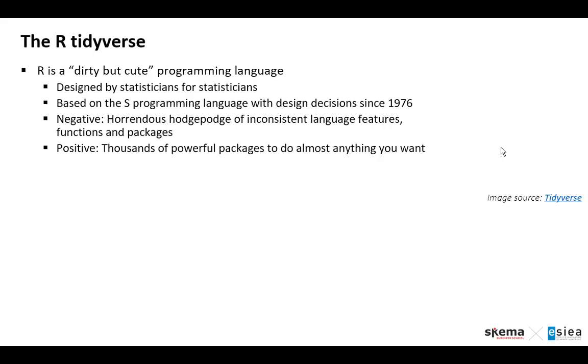The positive side is that there are thousands of packages. I think R has far more packages than Python that can do almost anything you want. Anything you want to do, someone has probably built a package so you don't have to program it. You just install the package and it can do it right out of the box. So that's a positive side, but each one does things in a different way.